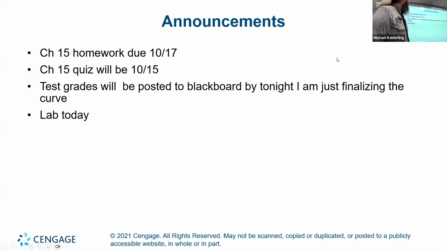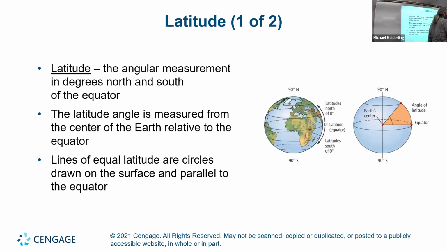So continuing on, we were talking about latitude and longitude. Latitude is the angular measurement north and south of the equator in degrees north and south of the equator. So we're on a ball. Because we live on a ball, we measure things with angles. So if you look at the angle from the center of the earth as you go up, you go north or south, that is latitude.